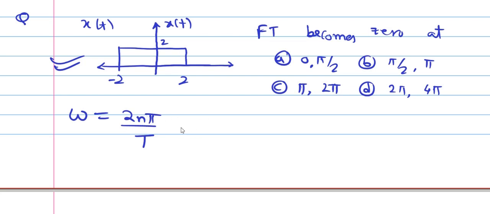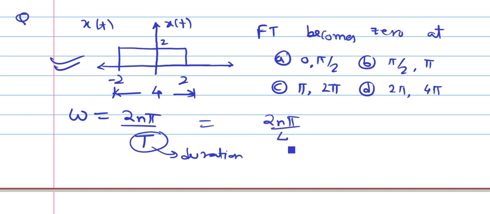What is this T here? T is the duration. So for this signal, what is the duration? Quickly tell me in the chat box. What is the duration here? 4 is the duration. From minus 2 to plus 2, the duration is 4. So ω will be 2nπ divided by 4.